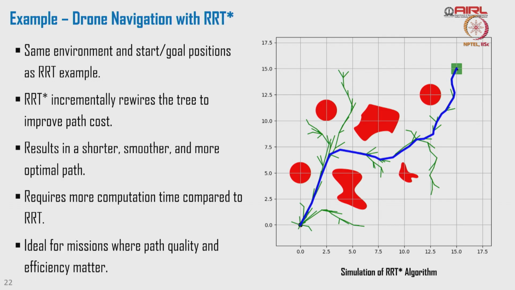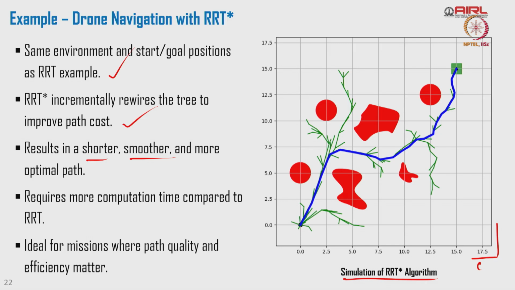Okay. So, we can see here that there is one path which is simulated with the RRT star algorithm. Again we know that this particular space is the configuration space which is available. So, we are using the same environment and the same start and goal positions as the RRT example. RRT star incrementally rewires the tree to improve the path cost. It results in a shorter and smoother path. So, if we go back and see the previous example, you will see that this path is shorter and has fewer sharp turns. Okay. So, it becomes shorter, smoother and more optimal, but requires more computation time compared to RRT.